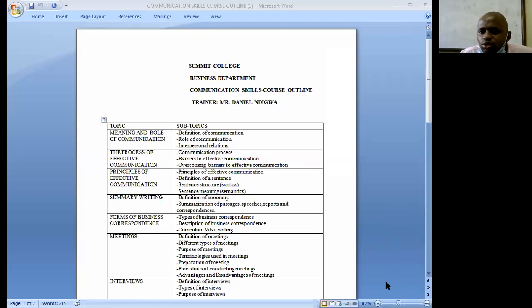The other thing that we'll also be able to talk about during our interaction will be the role of communication. We'll also be able to talk about interpersonal relationships. How do people relate when they are talking to each other? It is important to understand that when you're talking to a person, it is always important for you to interrelate.